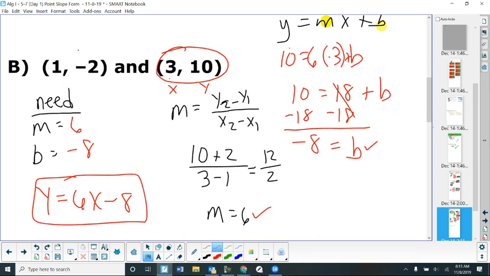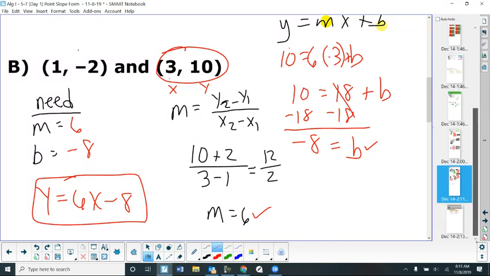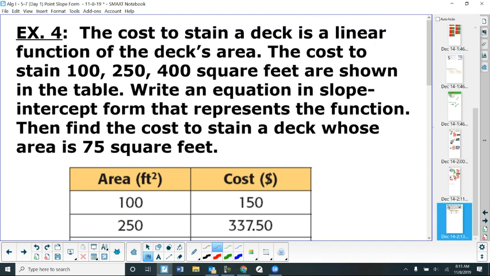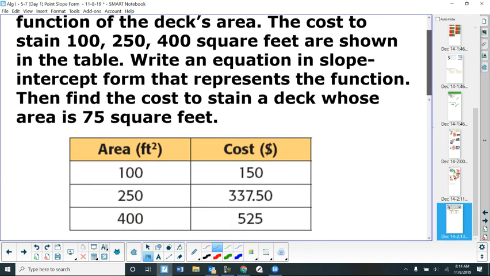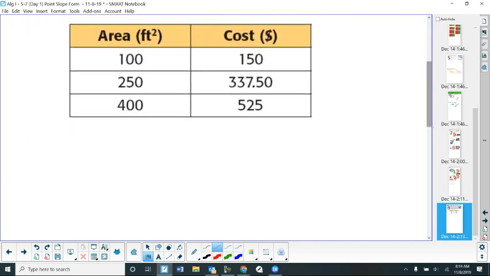All right, we're going to skip the last example here and jump to the word problem, okay? So it says, the cost to stain a deck is a linear function of the deck's area. The cost to stain 100, 250, and 400 square feet are shown in the table. Write an equation in slope-intercept form that represents the function, then find the cost to stain a deck that is 75 square feet. Okay.